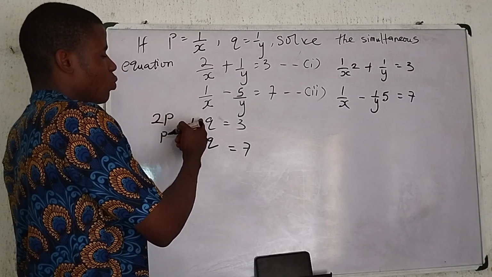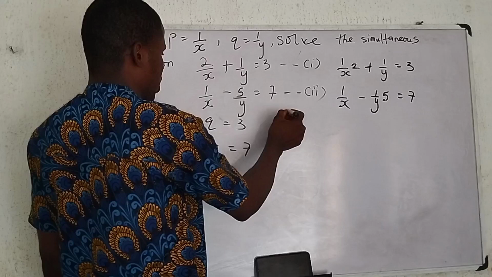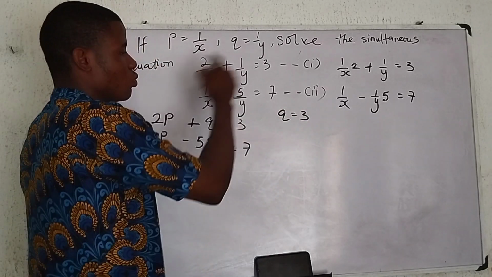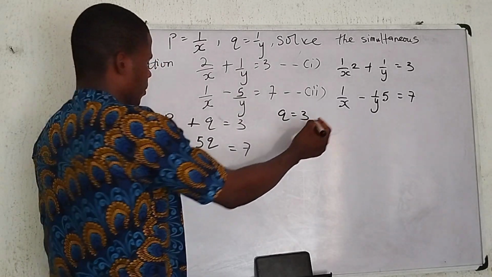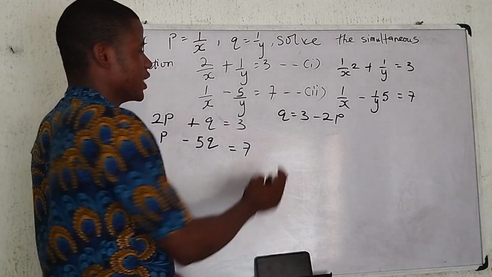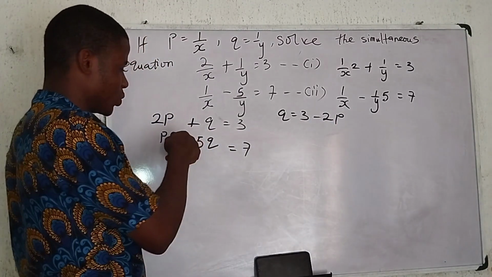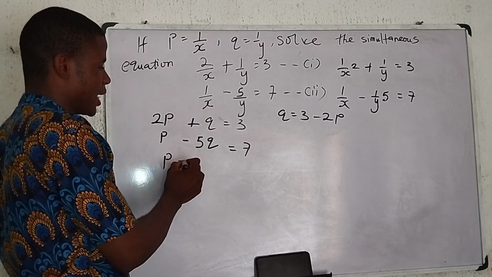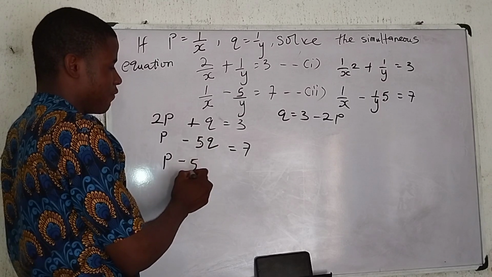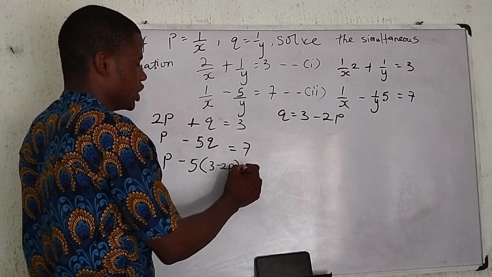Very good. So let's solve using the substitution method. In equation 1, let's make Q the subject. I have that Q is equal to 3 plus 2P, moving over becomes minus 2P. So I move down to equation 2. Wherever I see Q, I replace it with 3 minus 2P. So I'm having P minus 5Q.